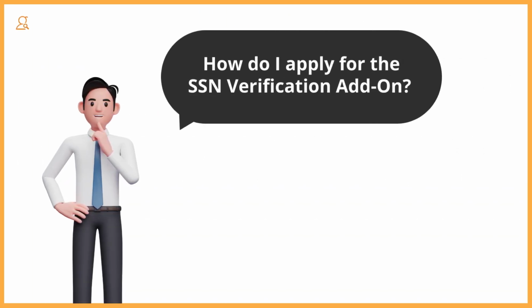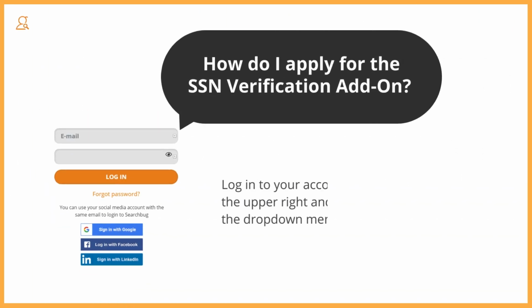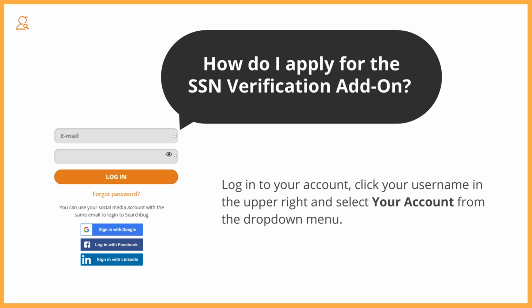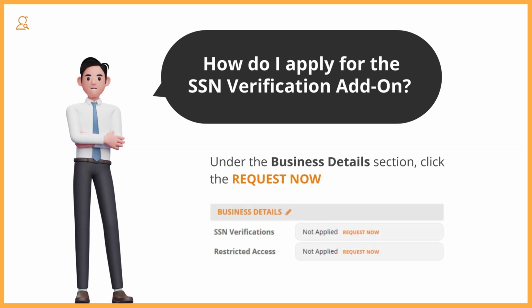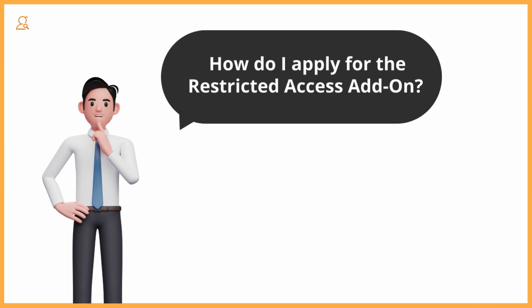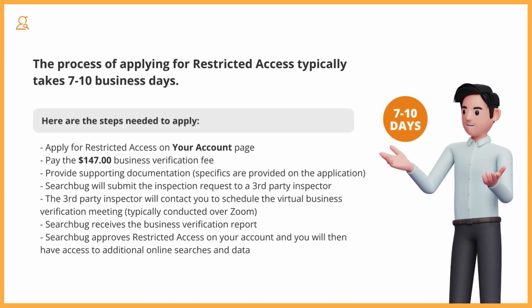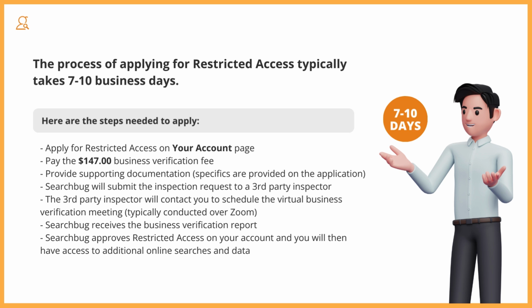How do I apply for the SSN verification add-on? Log into your account, click your username in the upper right and select your account from the drop-down menu. Under the Business Details section, click the Request Now. How do I apply for the Restricted Access add-on? The process of applying for restricted access typically takes 7 to 10 business days. Here are the steps needed to apply.